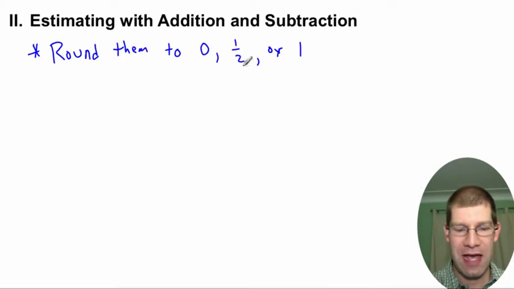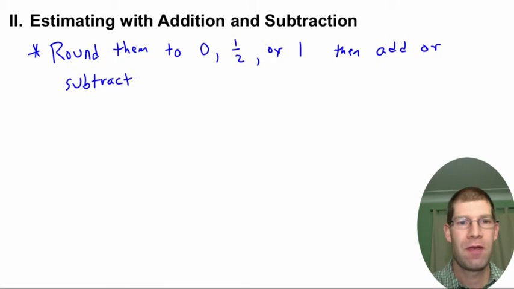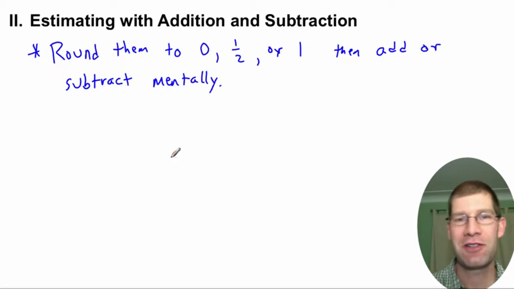And then once you do that, add or subtract mentally. Because especially if you don't have common denominators, if you start getting something like adding 2/3 and 3/8, we're like, that's a lot of mental math. But instead, if you take problems like that and round them to these numbers, the 0, the 1/2, and the 1, those we should all be able to do in our head without too much difficulty.